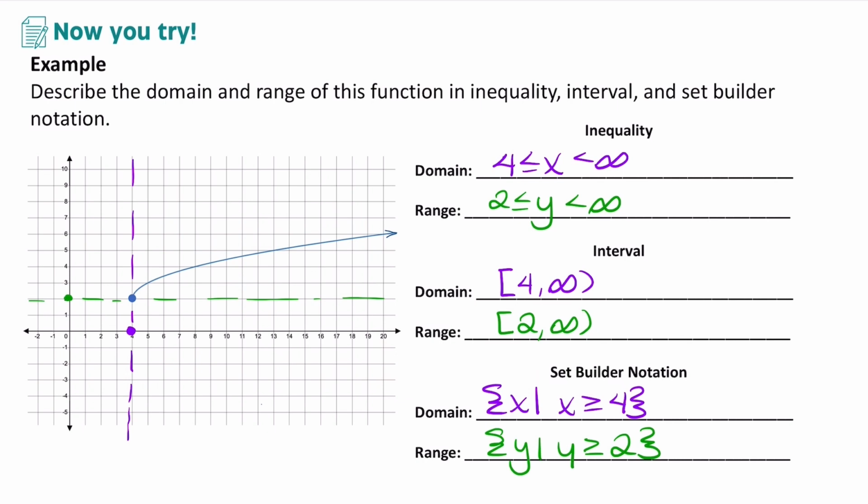So if we write this as an interval, remember we need a square bracket at 4 because it's included, and then infinity gets the open parentheses. We need a square bracket at 2 because it is included, and then open parentheses at infinity. In set builder notation, this is all x such that x is greater than or equal to 4, and then it's all y such that y is greater than or equal to 2.